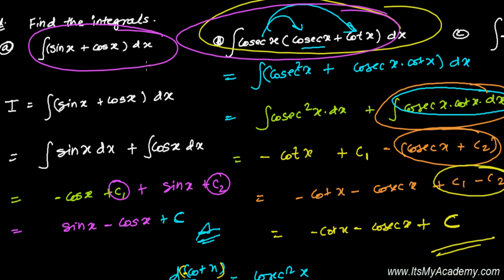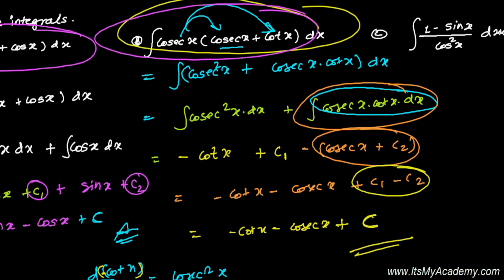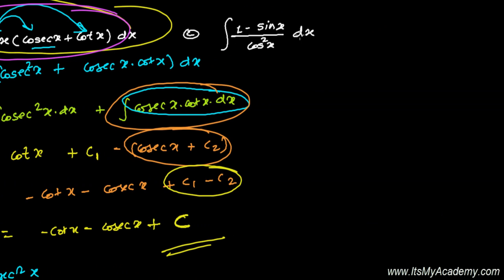In the previous videos we found the integrals of this function and this function, and now this is the third trigonometric function whose integration we're going to find out. Whenever you get this type of integral, first let me write this: integral of (1 minus sin x) over cos square x dx.